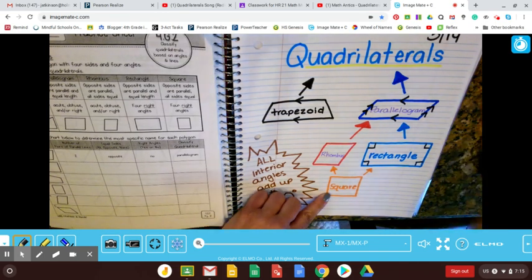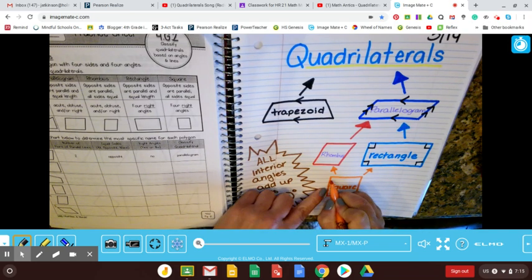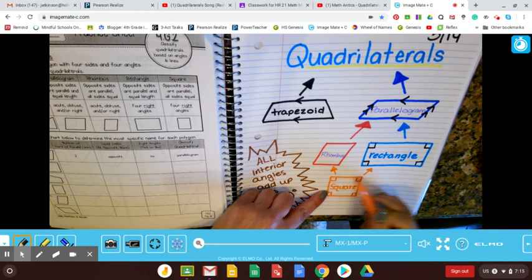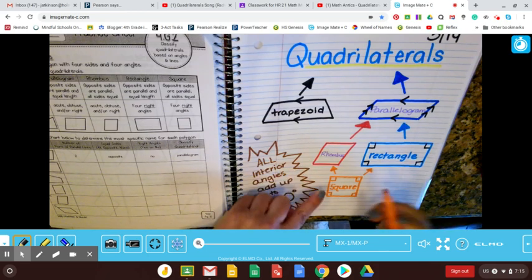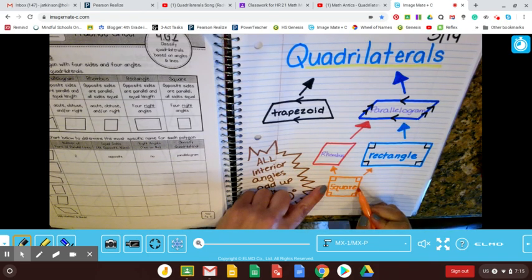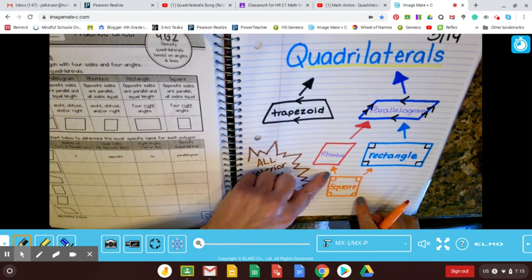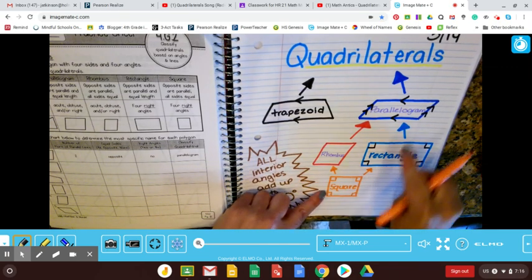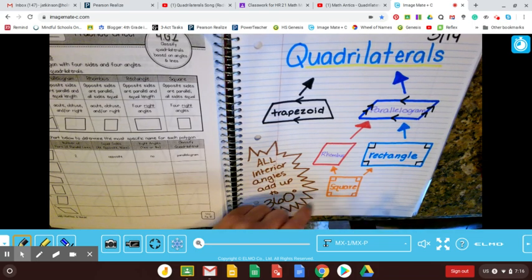Now, a square is a little bit different or unique because it has four right angles. We know that. And all of its sides are the exact same length, just like the rhombus. And it does have opposite sides parallel. It has two sets of parallel lines. And that is why it is considered to fall into this category. So I hope you understand that lesson.